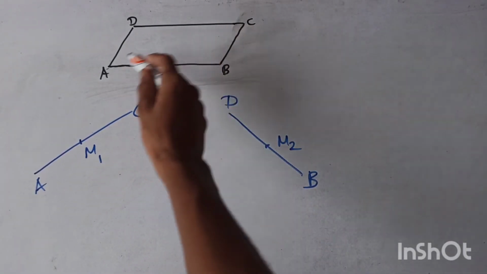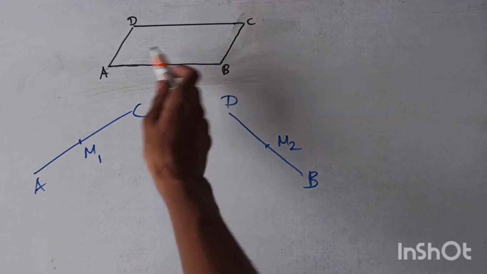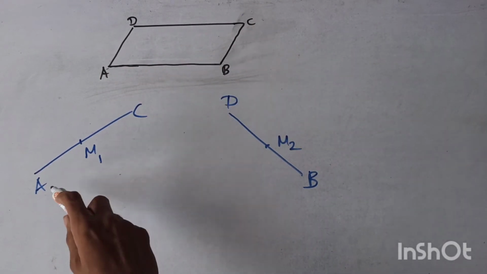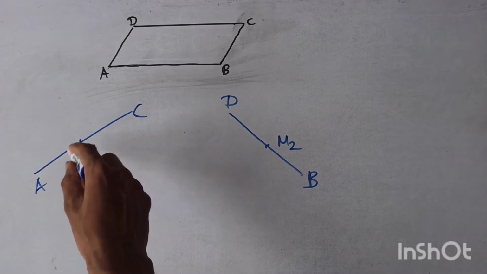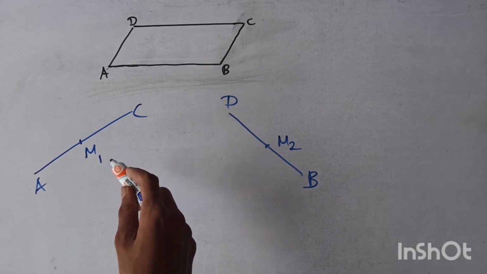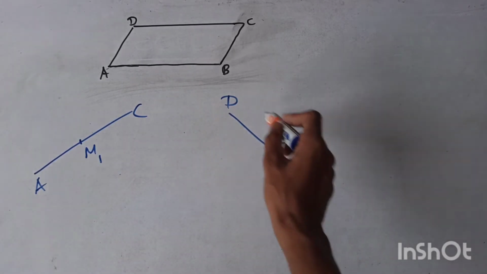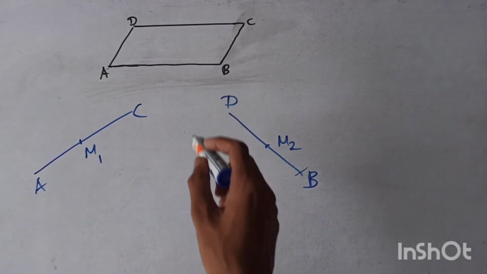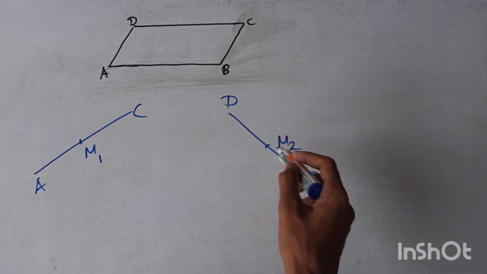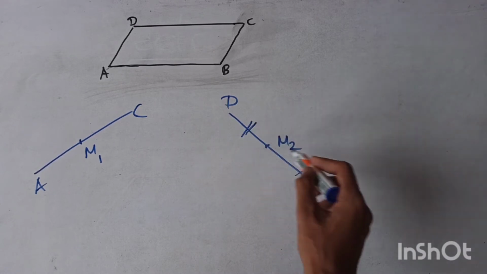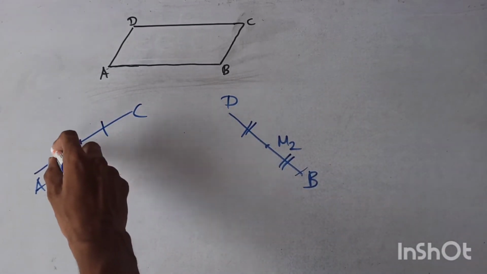This is diagonal AC. We can draw it separately as this, and this is the point M1. Similarly, this is the diagonal DB, and the point M2 is the midpoint of DB. Here we go.